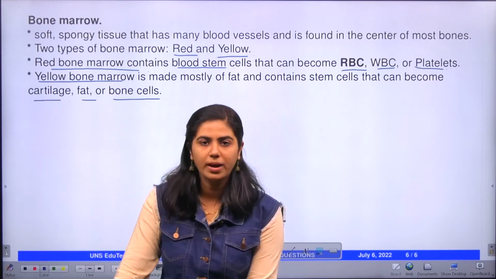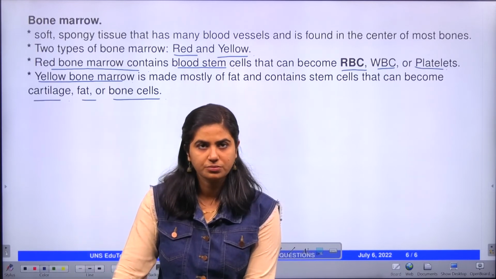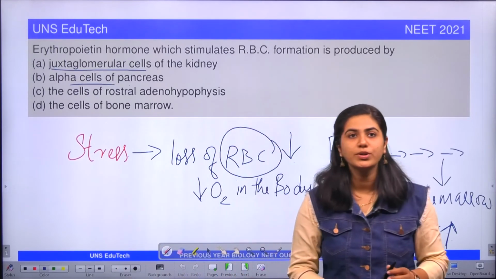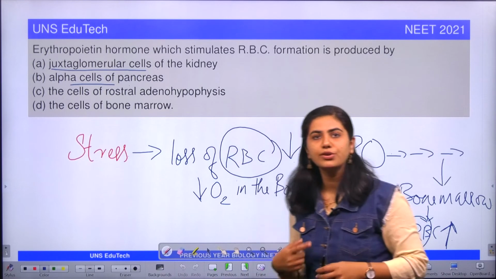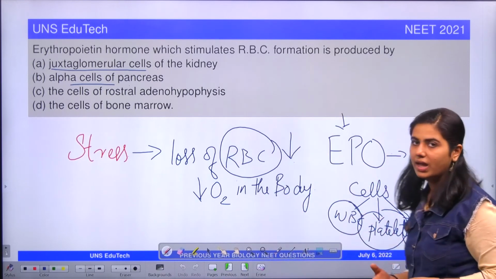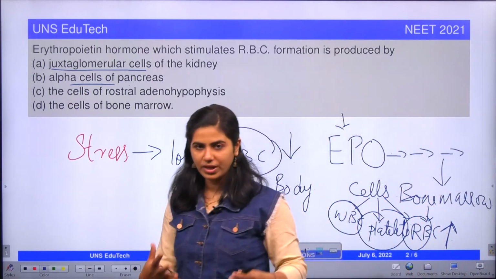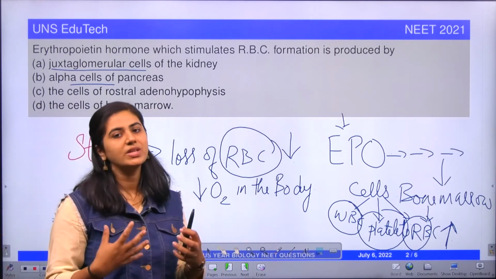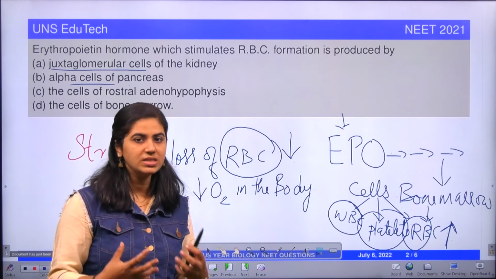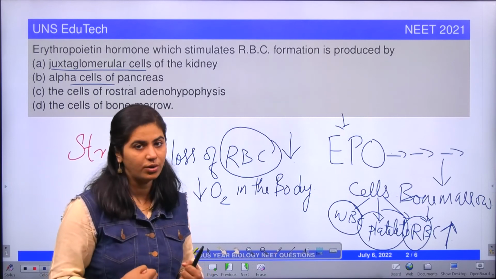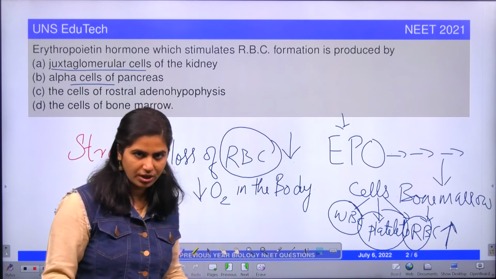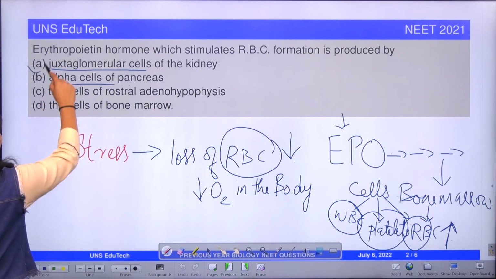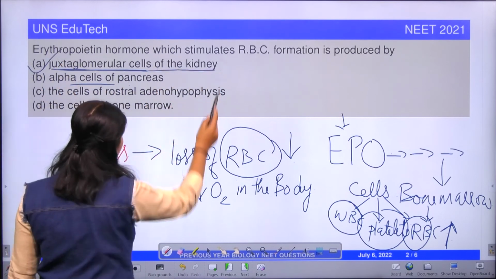Okay, now let's go back to the question. The question was: erythropoietin hormone, which stimulates the formation of RBC, is produced by. I think I don't have to explain now, you know the answer. Erythropoietin is secreted when there is a stress condition in the body, when there is a deficiency of oxygen, or the number of RBC is reduced in the body due to many reasons, maybe injury. That stress is detected by the kidney cells. So here the answer is A, juxtaglomerular cells of the kidney.